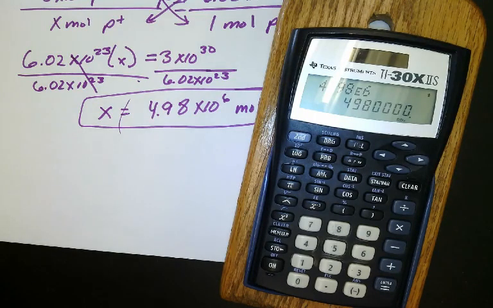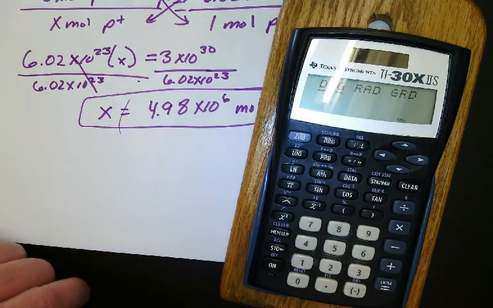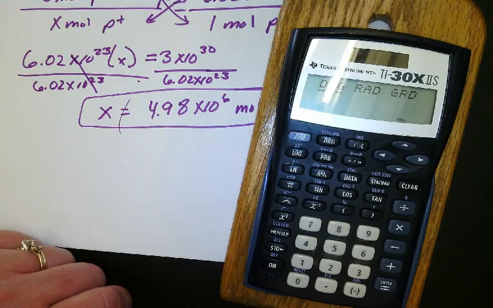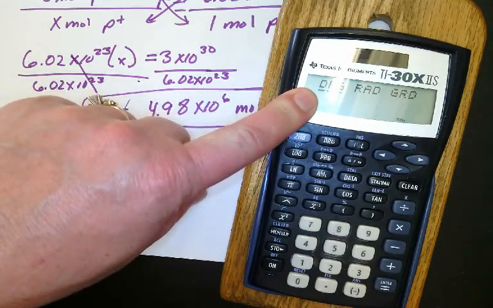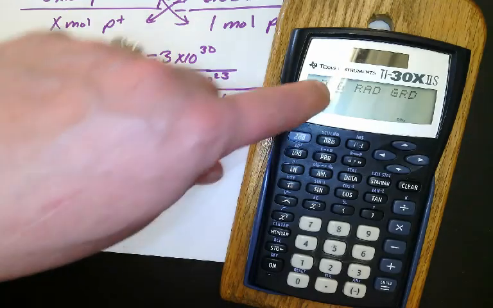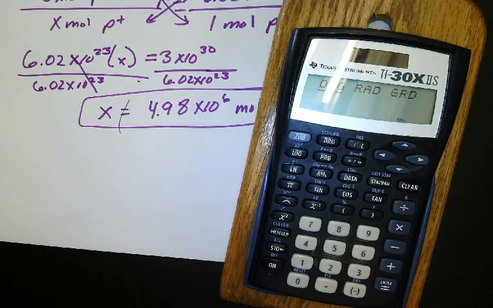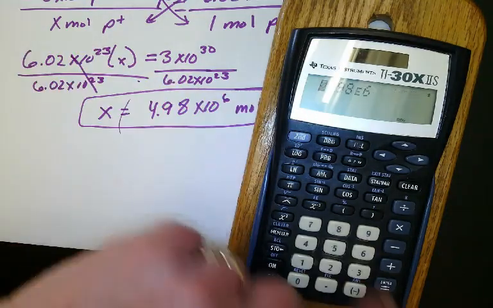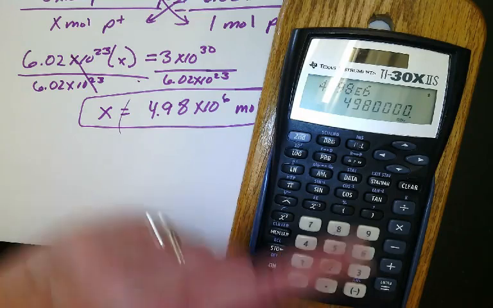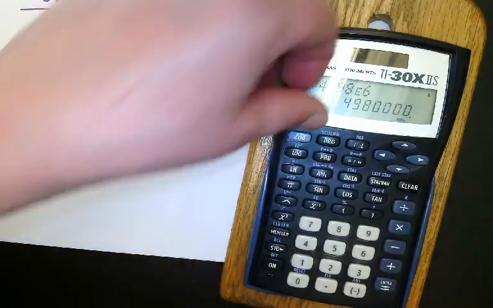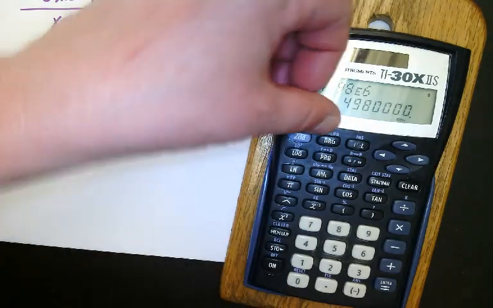Mine says GRD. How can you do that? This is not what you want. This is degrees, radians, and something, gradients. I've never used GRD before. You want to make sure you're in degrees. You need to go second. You have to push the second. You want the blue letters.